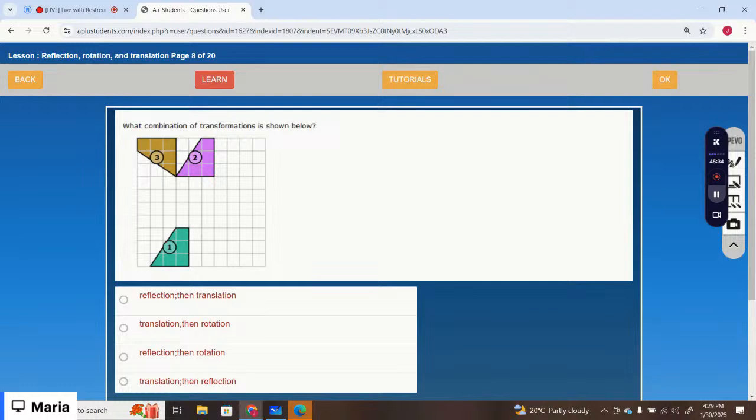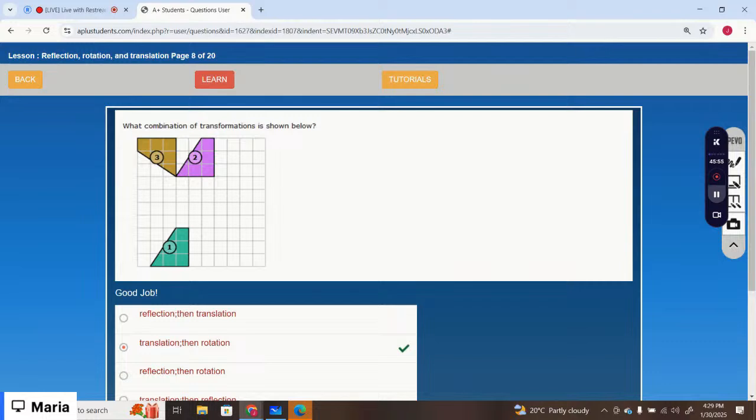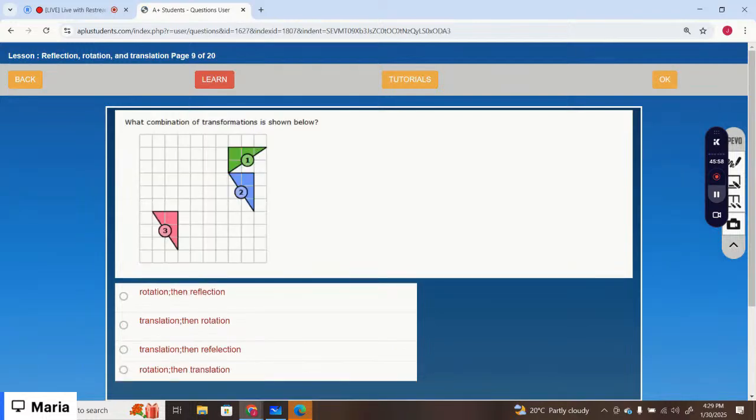What combination of transformations is shown below? 1 to 2 is the translation, and then rotation. One to 2 is the rotation, and then 2 to 3 is the translation. That is rotation and then translation.